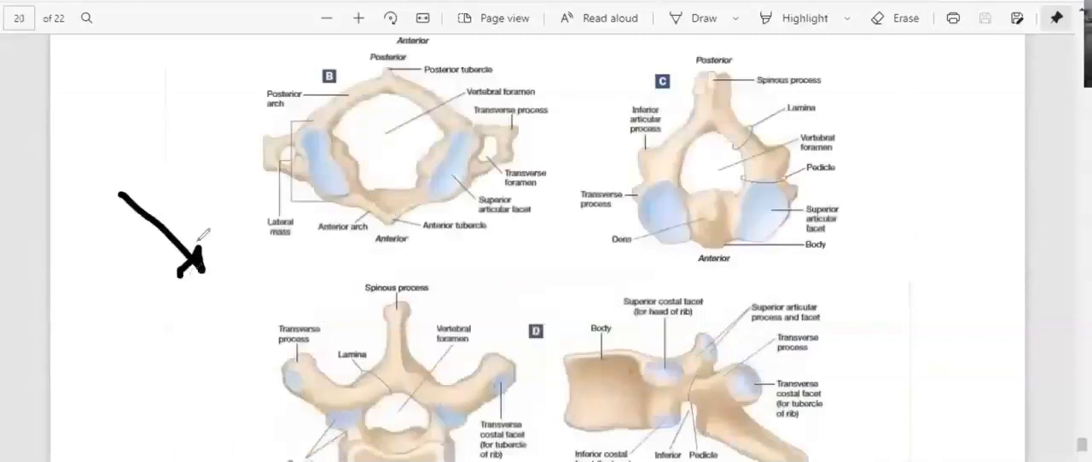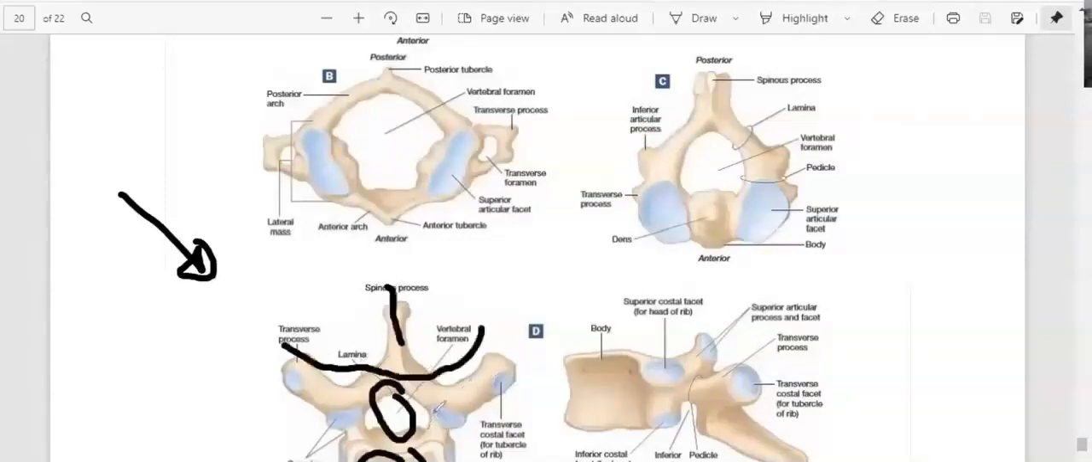And what do you have? Same thing that we mentioned before: body, vertebral foramen, spinous process, transverse process, superior articulating facet, and at the bottom you should have the inferior articulating facet. Or you can even see it better right here, right? Superior articulating facet right there, and inferior articulating facet right here.